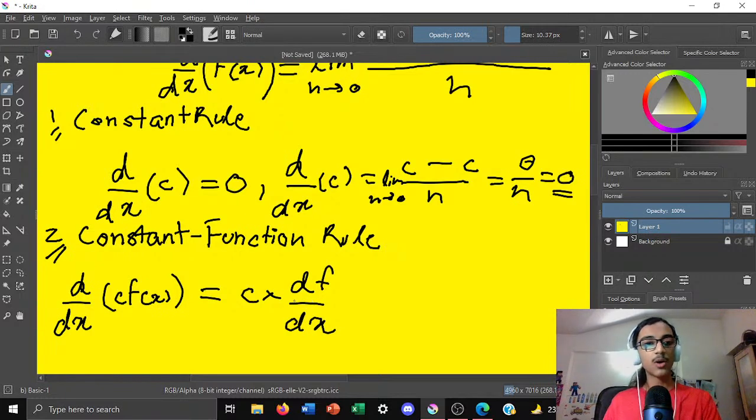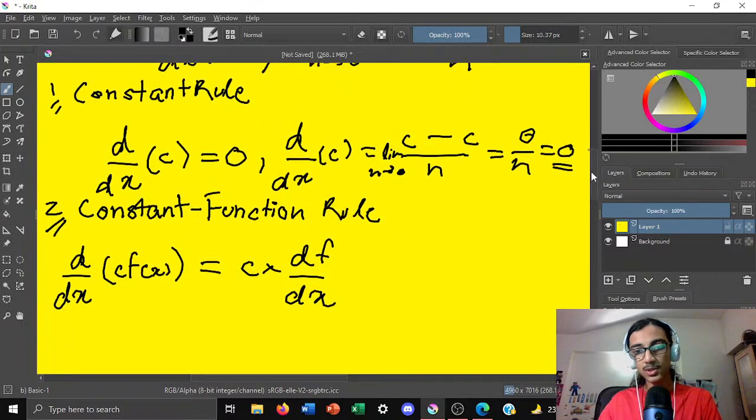So maybe if I've got 3 times sine of x as my function, if I take the derivative of that, what this rule is saying is it's going to be 3 times the derivative of sine of x. And we use this without knowing it a lot in our daily life when we're evaluating derivatives, or at least I do. And its proof is also quite rudimentary.